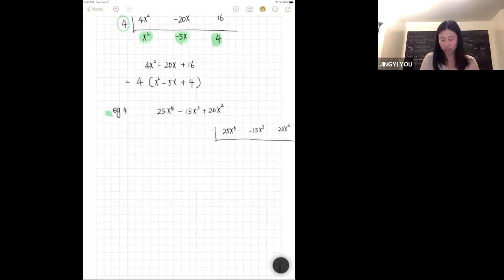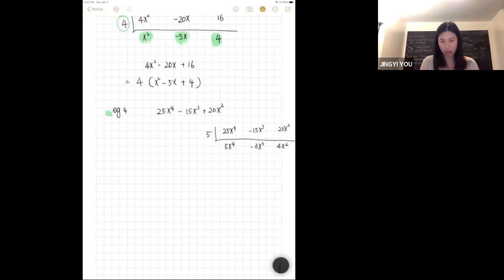So look at the numbers. I have 25, negative 15, and 20. What do you think the greatest common factor should be? Should be 5, right? They all can be divided by 5. So I have 25x to the 4th divided by 5, which is equal to 5x to the 4th. Negative 15x cubed divided by 5, I have negative 3x cubed. And then 20x squared divided by 5, I have 4x squared.